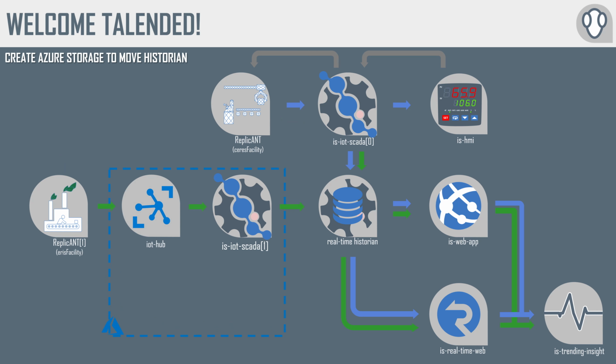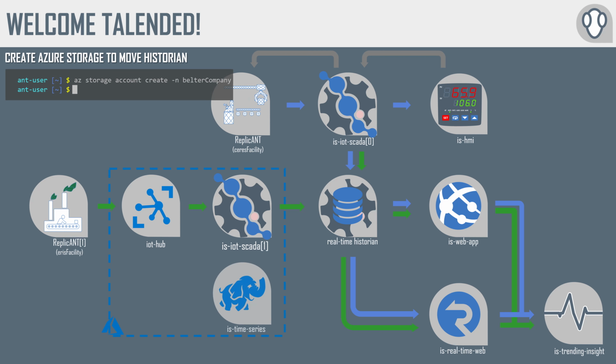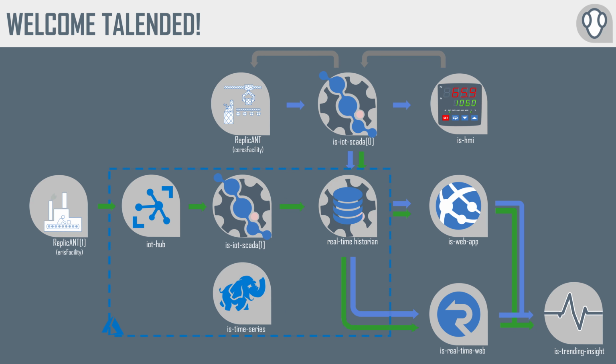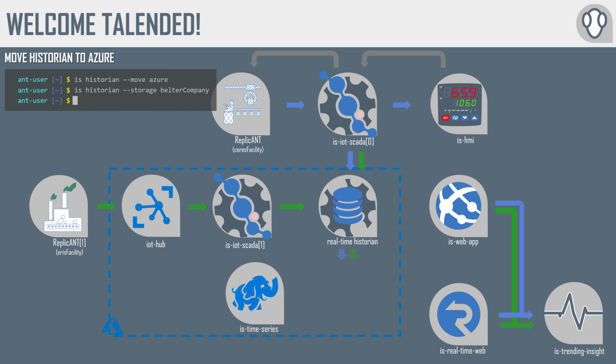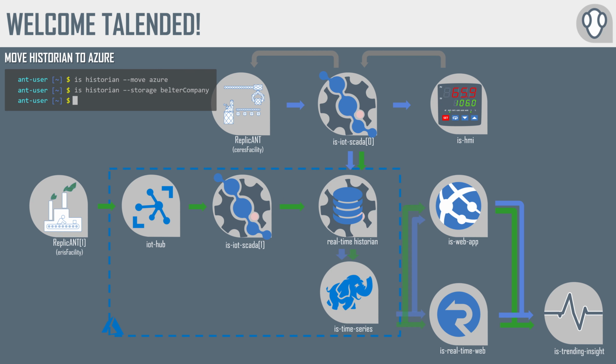In a similar way, any of the components of the Industrial Studio can be moved to the cloud. For example, to move the time series real-time historization application. To do this, we will create a storage service in Microsoft Azure. Finally, we execute the command to move the instance to the cloud and connect the storage service created in the previous step. After a few moments, the Industrial Studio will redirect the transactions to this new instance.